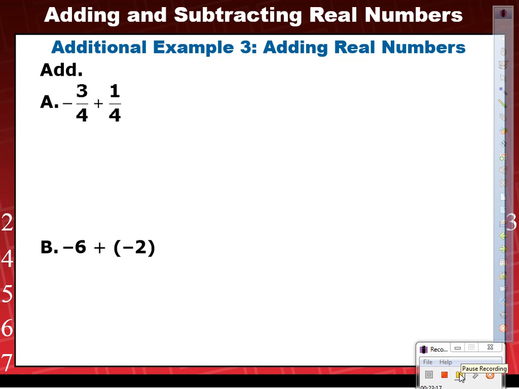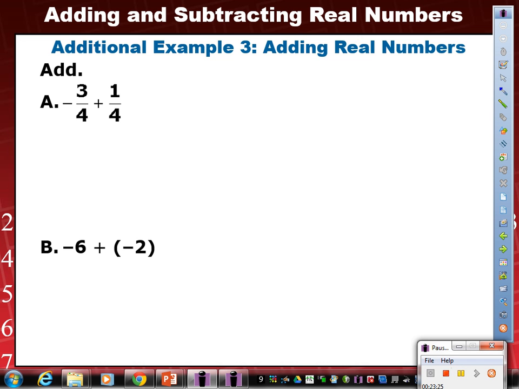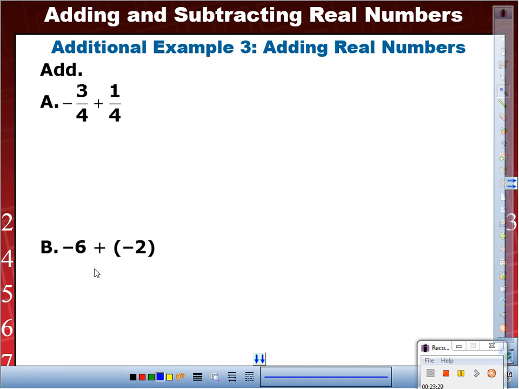Go. Negative 6 plus negative 2. Choose any of the 4 methods. Find me the sum. Okay, volunteer. Yes. Okay, I did the absolute value method.